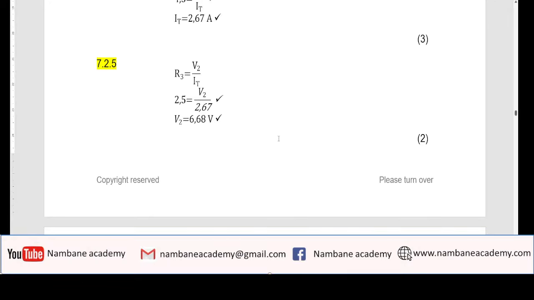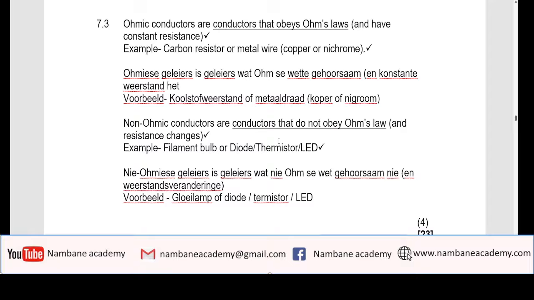At 7.3, they say differentiate between ohmic and non-ohmic conductors and provide each with one example. So ohmic conductors are conductors that obey Ohm's law and have a constant resistance. Examples are carbon resistors or metal wire, in the case of copper or nichrome. And non-ohmic conductors are conductors that do not obey Ohm's law and their resistance changes. Examples can be a filament bulb or a diode or a thermistor or an LED. The total mark is 4 and the total mark for the whole of question 7 is 23.